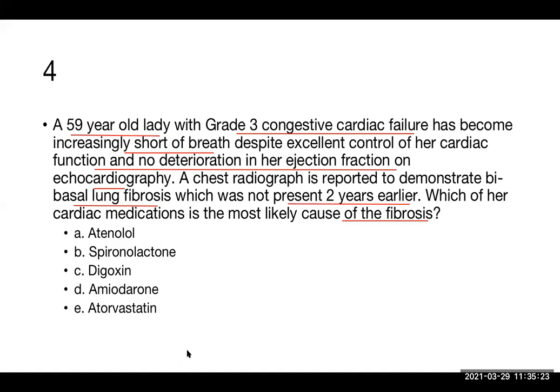Amiodarone, sir. Exactly. This is amiodarone. Atenolol, which type of drug is atenolol? Beta blocker. Very good. Cardioselective type of beta blocker. Which drug is spironolactone? Diuretic. Potassium sparing diuretic. What is digoxin?